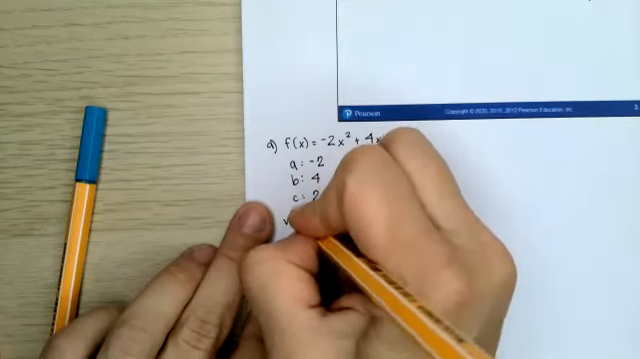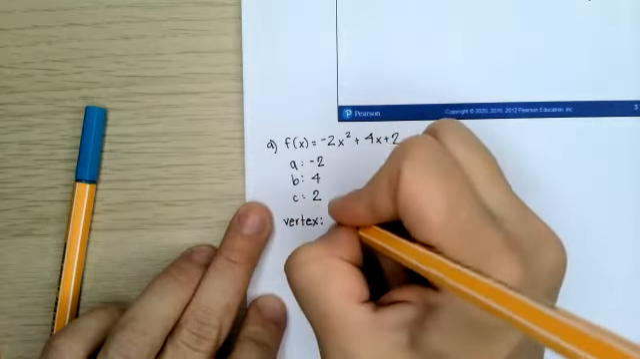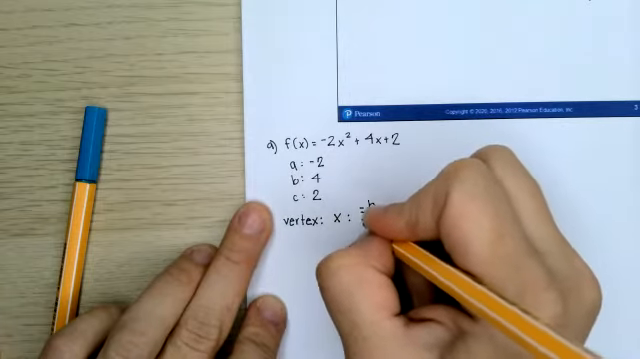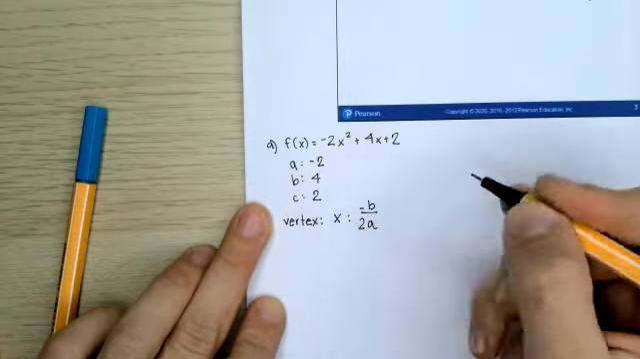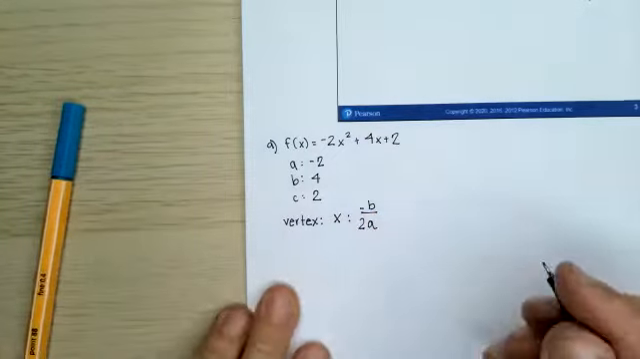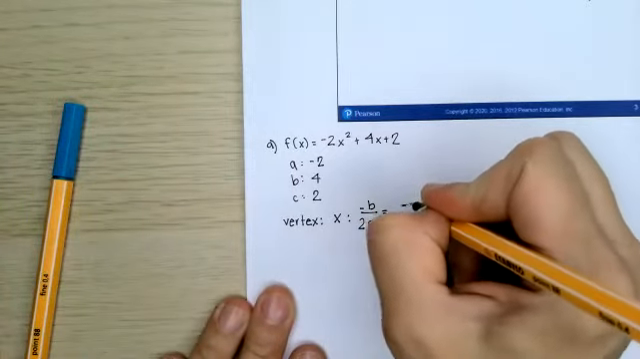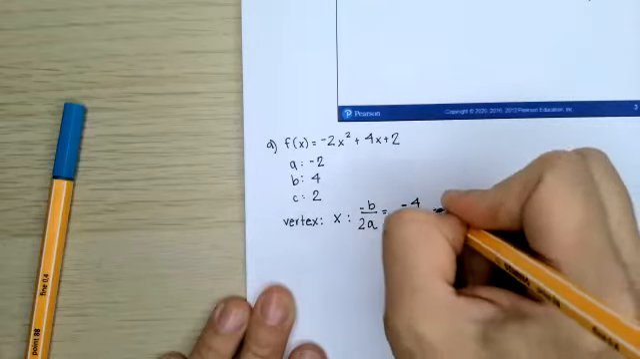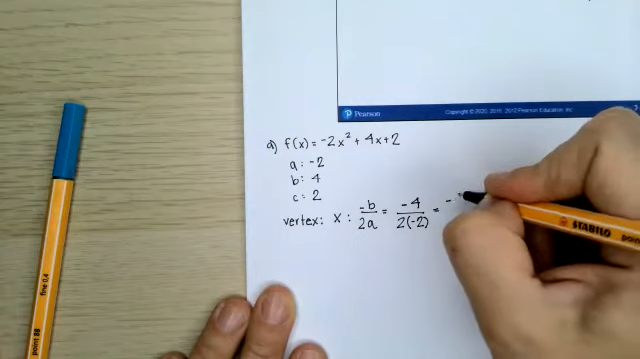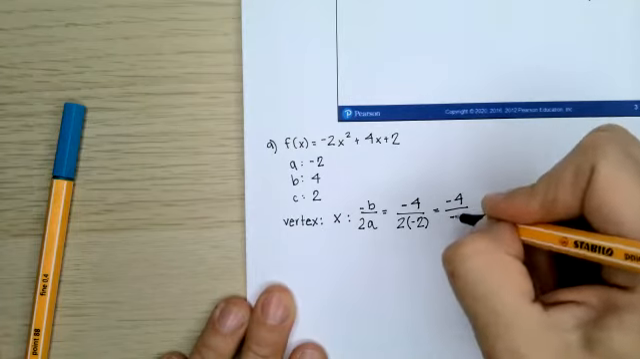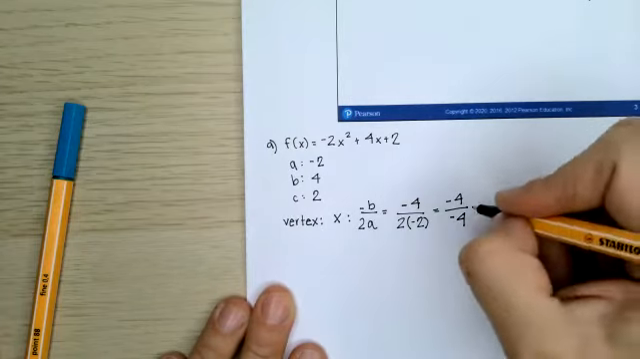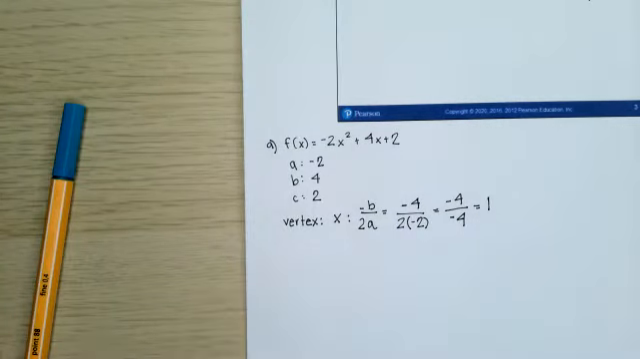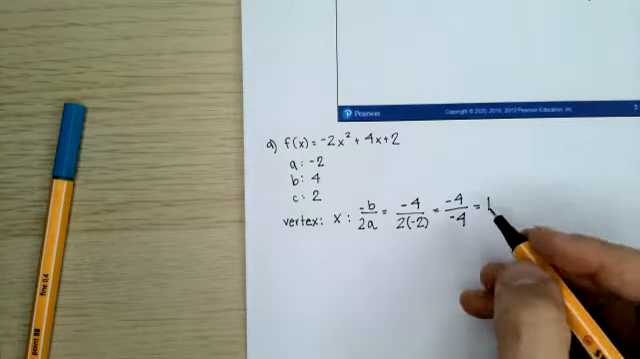Vertex is an x and a y. My x is going to be negative b over 2a, which is not negative 2, negative 4. Negative 4 over 2 times negative 2. 2 times a negative 2 is a negative 4. Negative divided by negative is a positive. 4 divided by 4 is just a 1. So my x value for my vertex is 1.